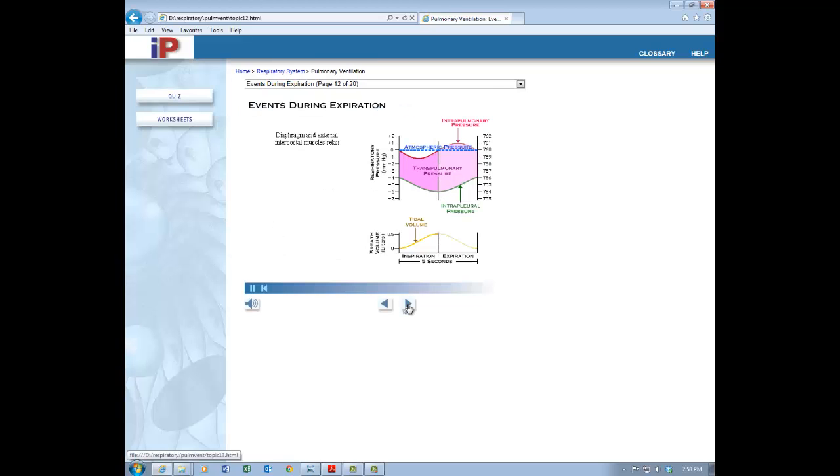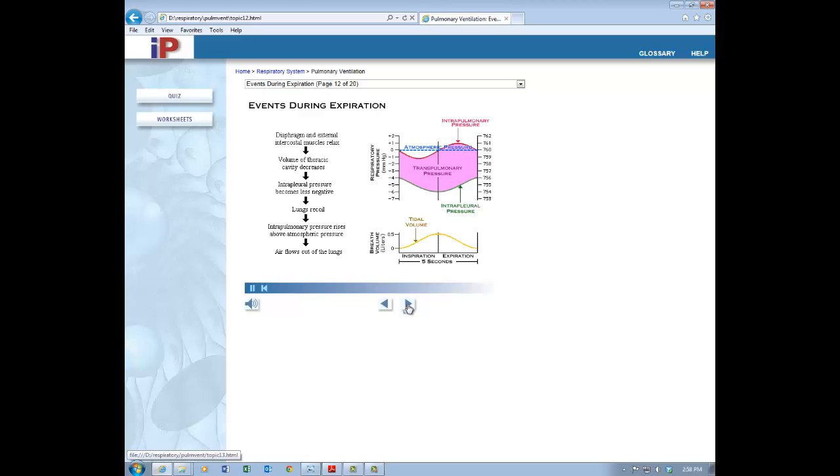The diaphragm and external intercostal muscles relax, decreasing the volume of the thoracic cavity. The intrapleural pressure becomes less negative, the transpulmonary pressure decreases, and the lungs passively recoil. This increases the intrapulmonary pressure so that it rises above atmospheric pressure. Air, following its pressure gradient, moves out of the lungs.